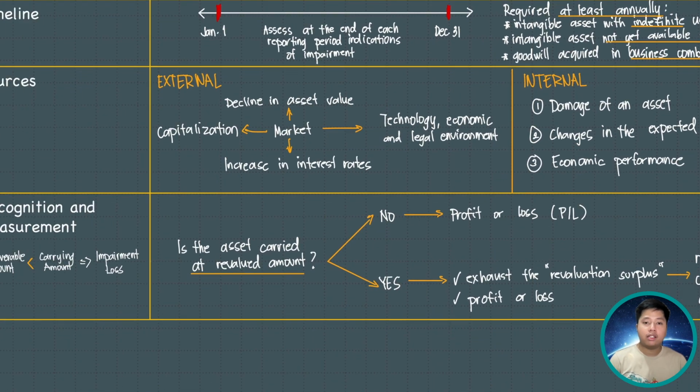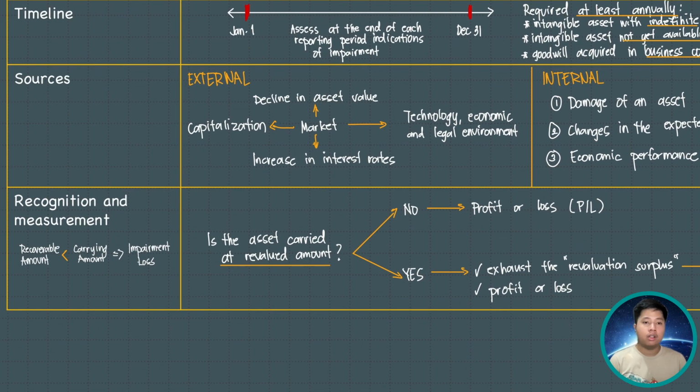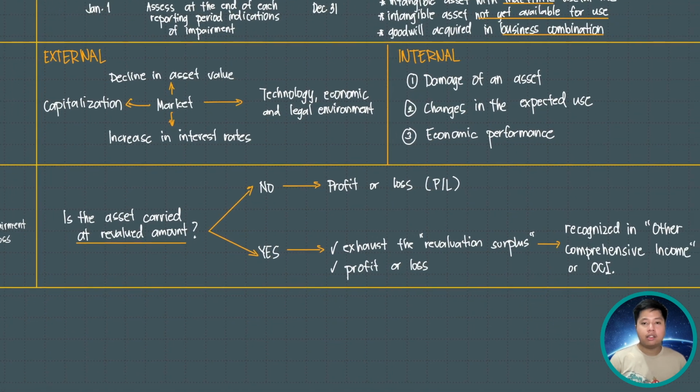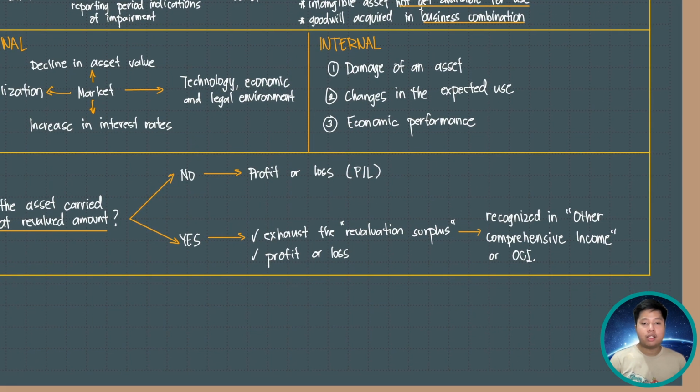Impairment loss is recognized immediately in the profit or loss section of the statement of comprehensive income or income statement, unless the asset is carried at a revalued amount, in which case, revaluation is decreased first and any excess is recognized in profit or loss. The decrease in the revaluation surplus is recognized in the other comprehensive income or OCI.